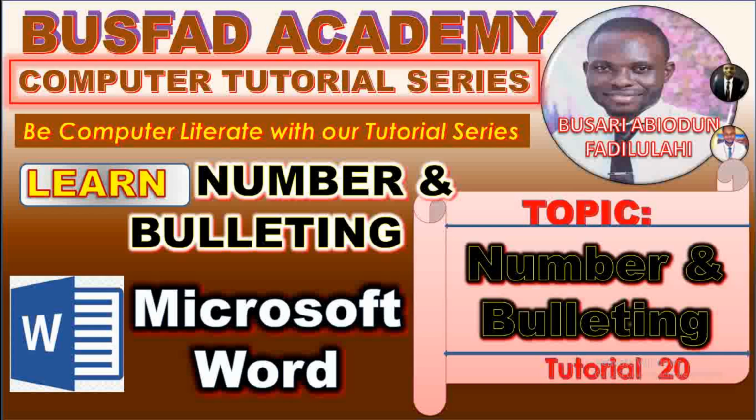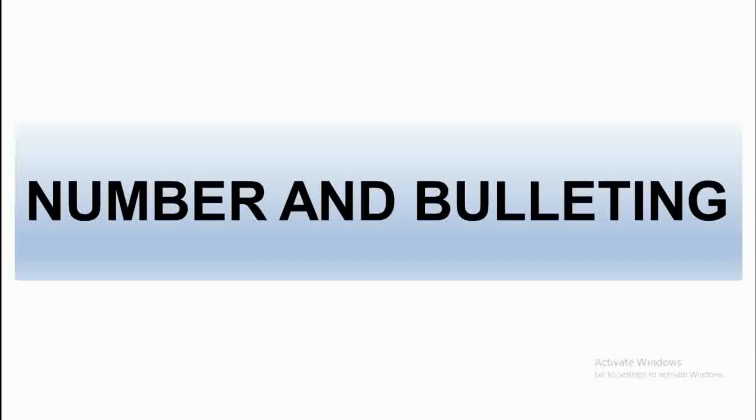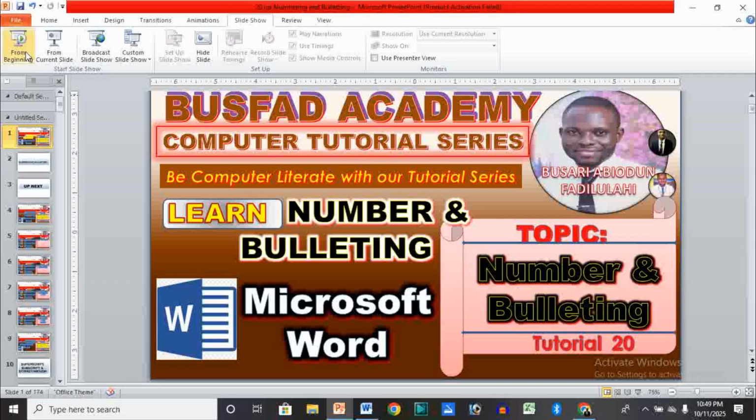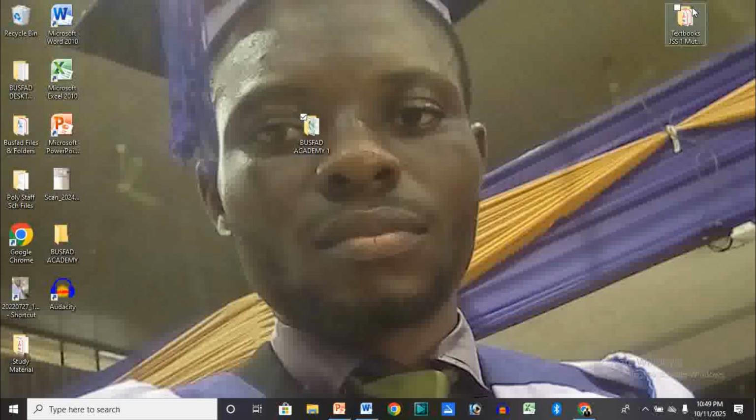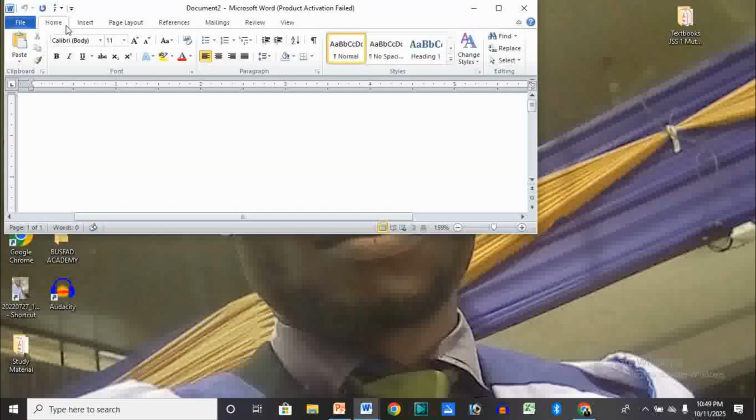In this tutorial, I will be discussing number bulleting. That is, when we have a list of items that we want to list, how do we list them in number? How do we number the items, or how do we use bullets to list the items? So let's go to our Microsoft Word. Let's open Microsoft Word by double clicking on it.